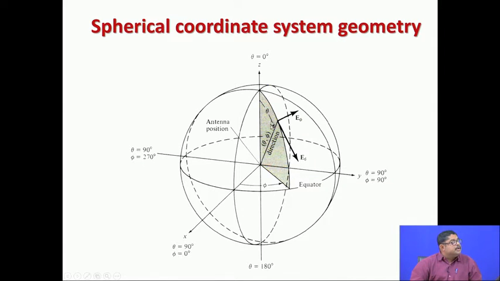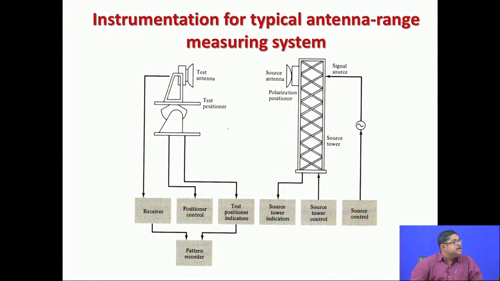The other one, if you fix some theta, depending on which principal plane you are interested in, and you vary phi, you get what may be called an azimuthal plane. The equator is one, or you can have it in other places also. So, this is the geometry, we have already discussed it earlier. Now, instrumentation for a typical antenna range measuring system.